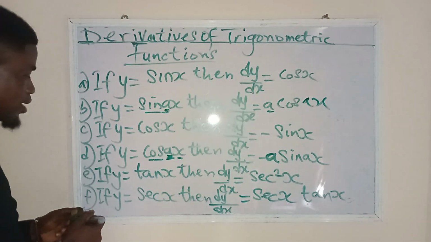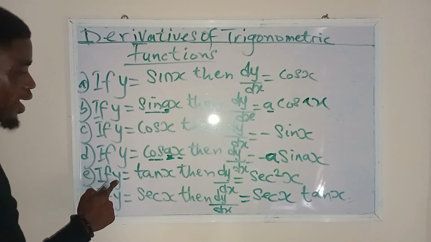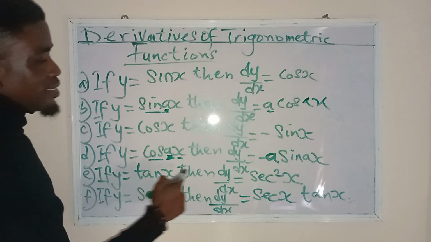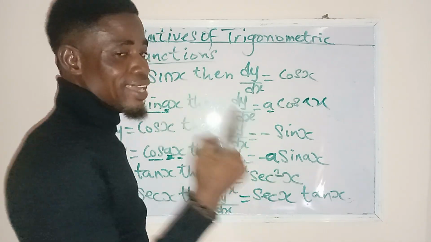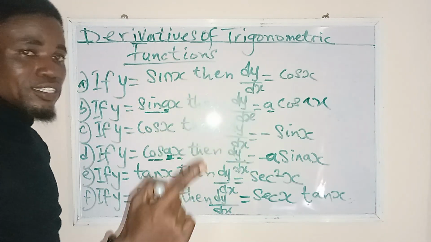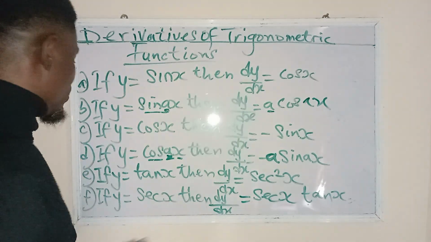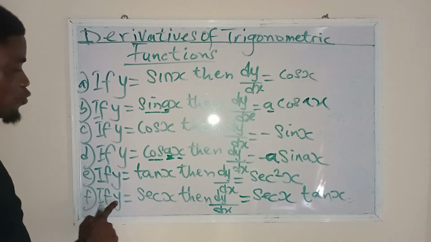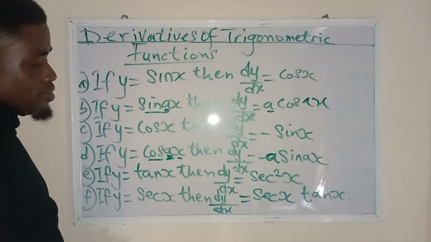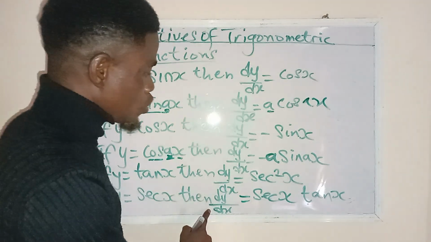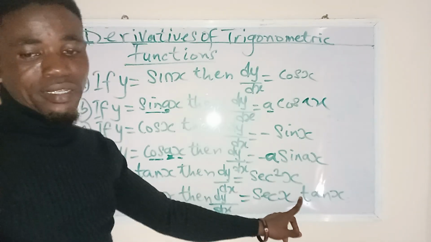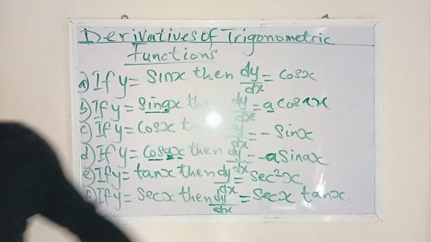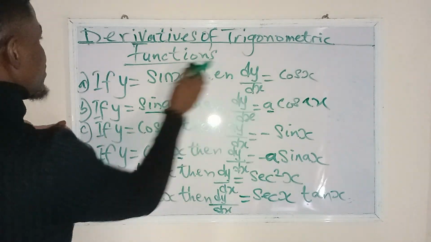Now, let's take another one. If y equals tan x, then dy/dx is sec squared x. That is, the differentiation of tan x is sec squared x. Now, if y equals sec x, then dy/dx is sec x tan x.